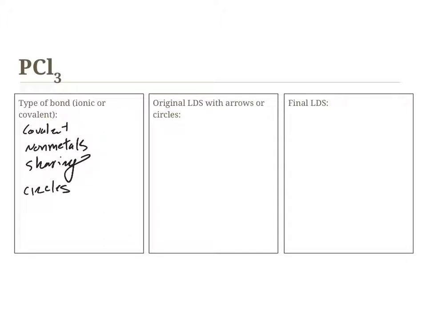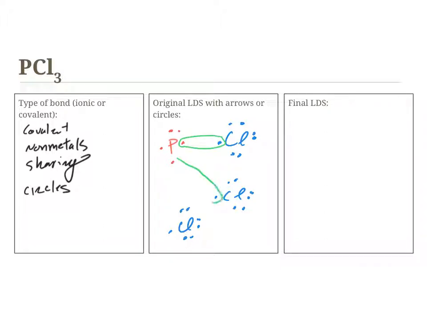So I'm going to draw my original structure for phosphorus. Phosphorus will have 5, so I'm going to go 1, 2, 3, 4, 5. Chlorine, and I've got 3 of them, each with 7 valence electrons. Now, because it's covalent, I'm going to draw circles, like one like that, and one like that, and one like that.